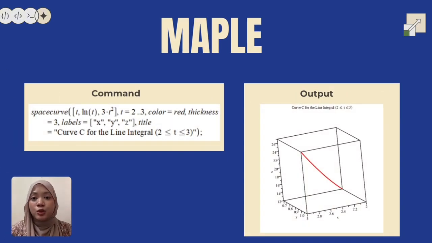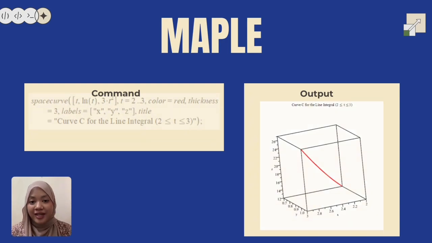Finally, this slide shows the three-dimensional graph generated by Maple using the spacecurve command. The red curve represents the path of the line integral from t equal to 2 to t equal to 3. This graph confirms the curve used throughout the calculation. In conclusion, both the manual calculation and the Maple calculation produce the same answer, which is 3578 over 5. Therefore, the result has been successfully verified.